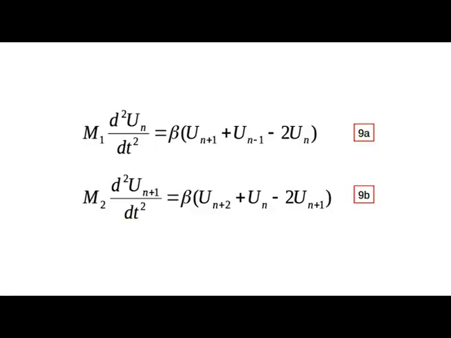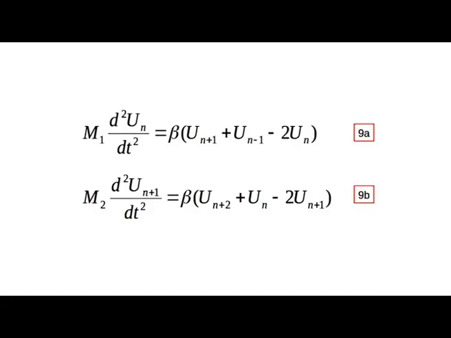And first we write the equations of motion. M1 d squared UN by dt squared is equal to beta into UN plus 1 plus UN minus 1 minus 2 UN. It will be easier for those people who remember the derivation which we did in the last session. So, I am not repeating those things which we told in detail in the last session. M2 into d squared UN plus 1 by dt squared is equal to beta of UN plus 2 plus UN minus 2 UN plus 1.